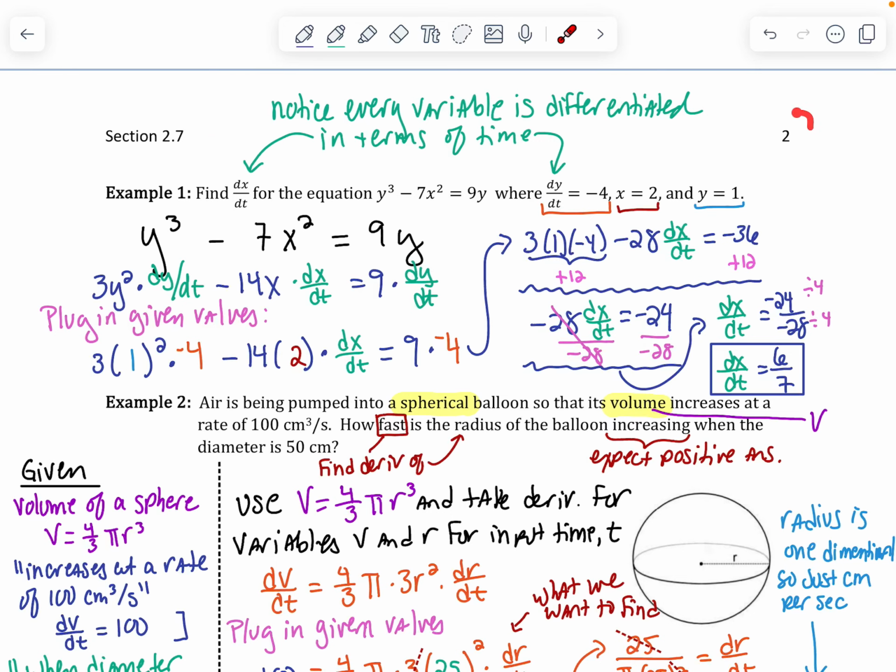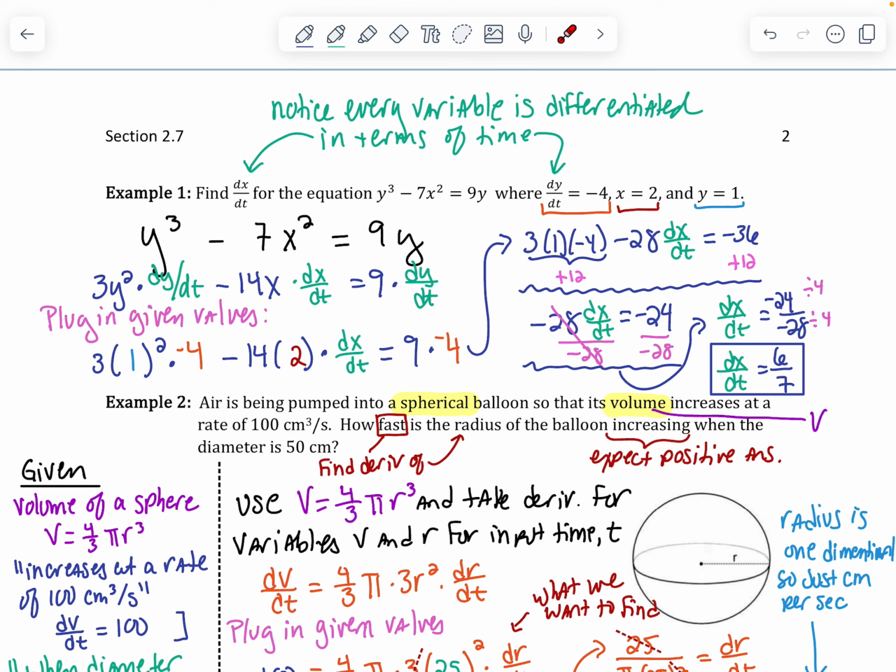Section 2.7, page 2, and we'll get through the first two examples. In example 1, we're asked to find dx/dt for an equation that consists of x's and y's, and then we're given some values for x, y, and dy/dt. The thing to pick up on is that every variable is differentiated in terms of time.